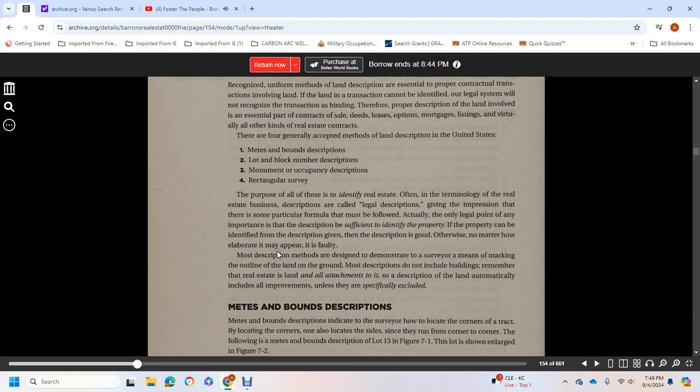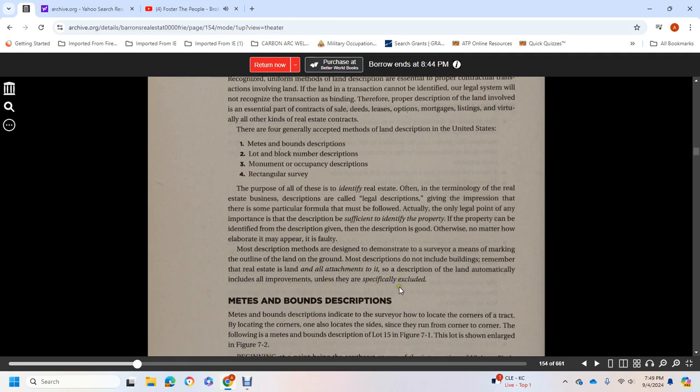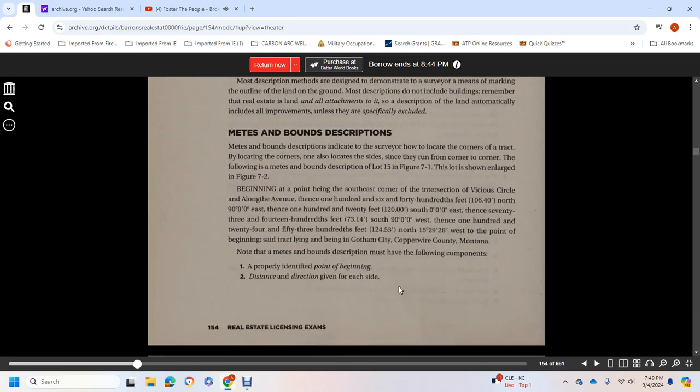Most description methods are designed to demonstrate, by means of a survey, markings that outline the land on the ground. Most descriptions do not include buildings. Remember, real estate is land and all attachments to it, so the description of land automatically includes improvements unless they are specifically excluded. Metes and bounds.